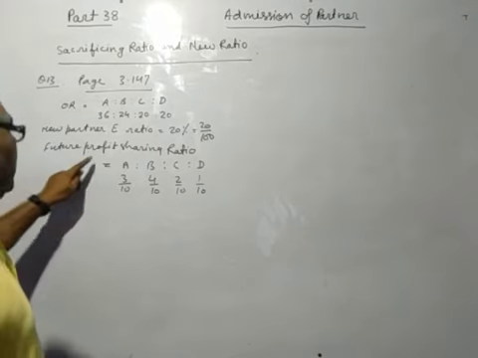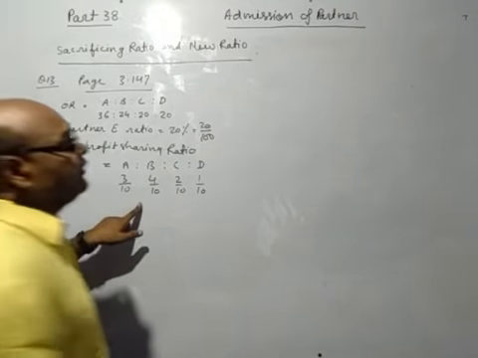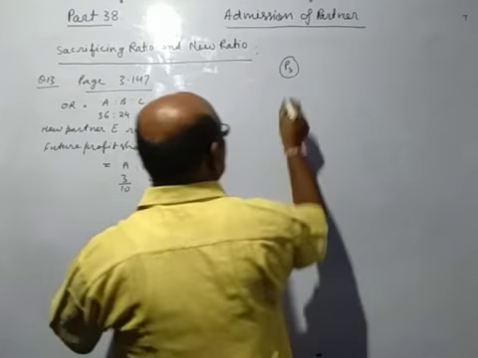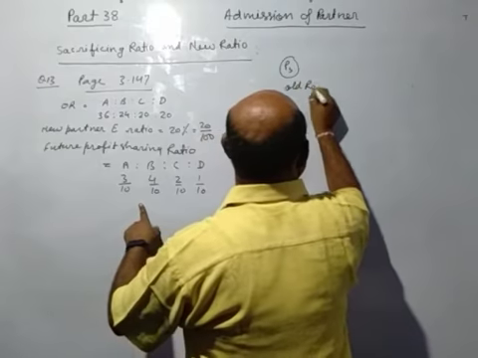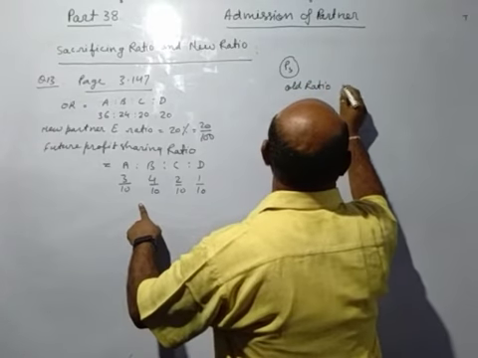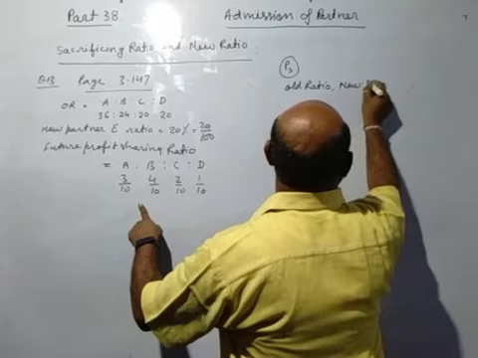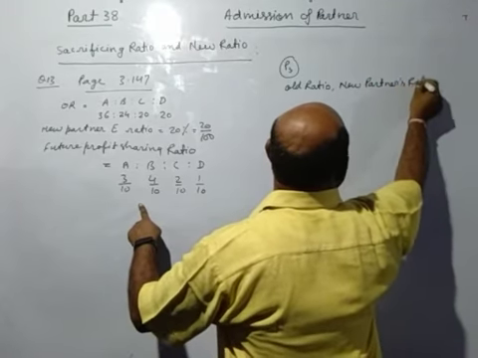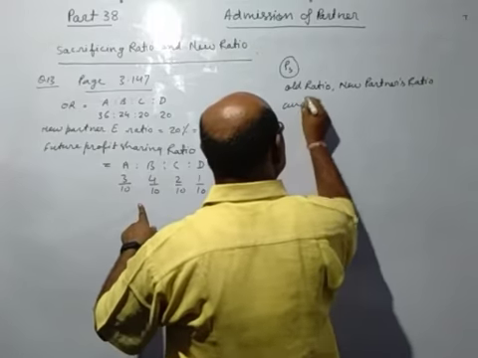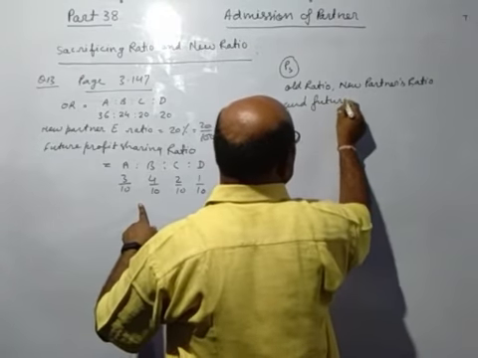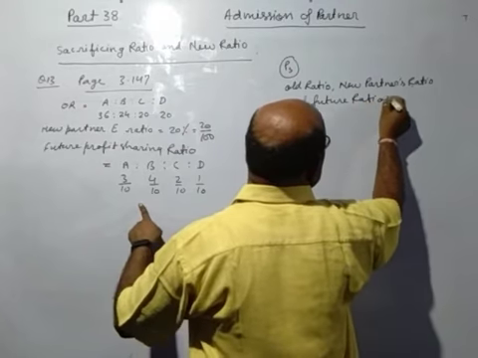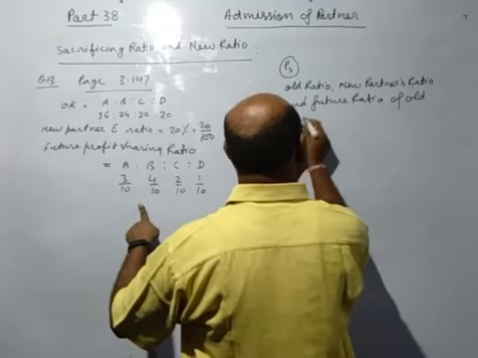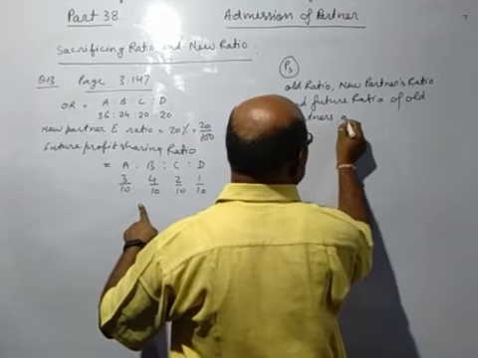Now here the future profit sharing ratio is given. So this is pattern number 5: old ratio, new partner ratio, and future ratio of old partners are given.